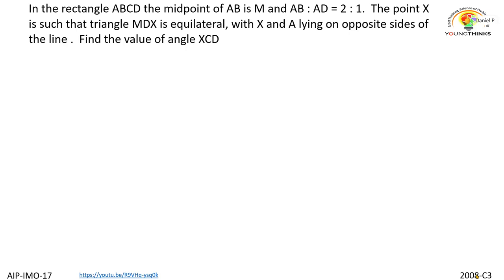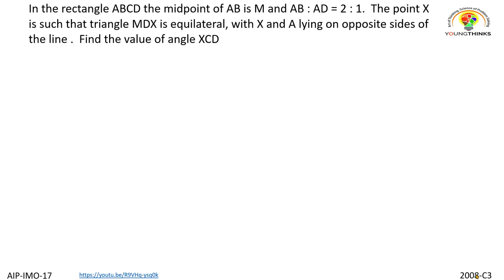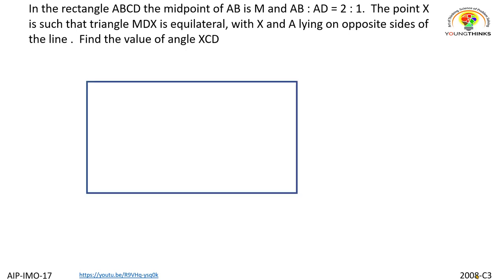Okay, in the rectangle ABCD, again the diagram is not given, so we'll draw it point by point. ABCD is a rectangle and the midpoint of AB is M. So we'll put an M here. And AB to AD is 2 is to 1.